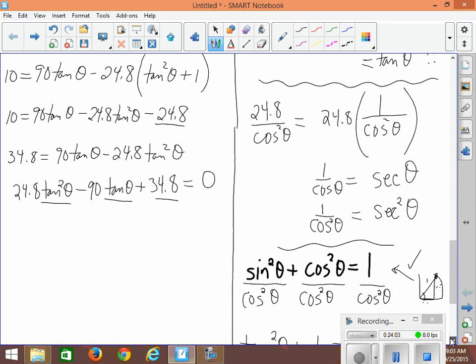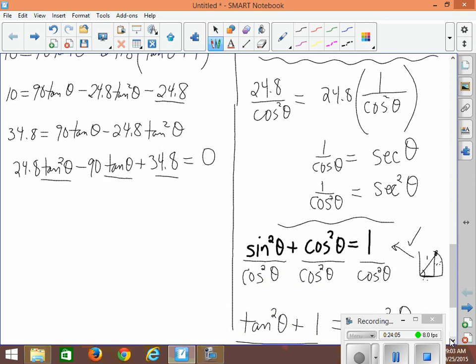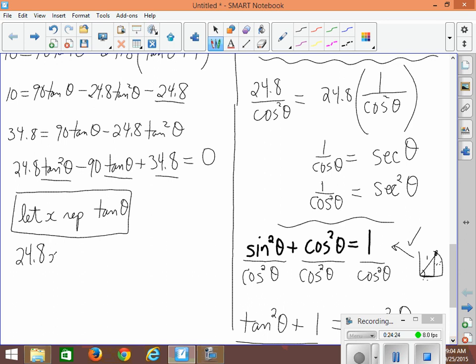Hopefully you get a couple of examples like this in your math. What we do, if you want to help you visualize it, you can just remind yourself, let's just say that x will represent tan theta. And if we assume that x will be tan theta, then we can rewrite our equation in a much more familiar form. But this is not a necessary step, as long as you keep your wits about you. 90x plus 34.8 equals 0. And now you can see how close we are to our solution.